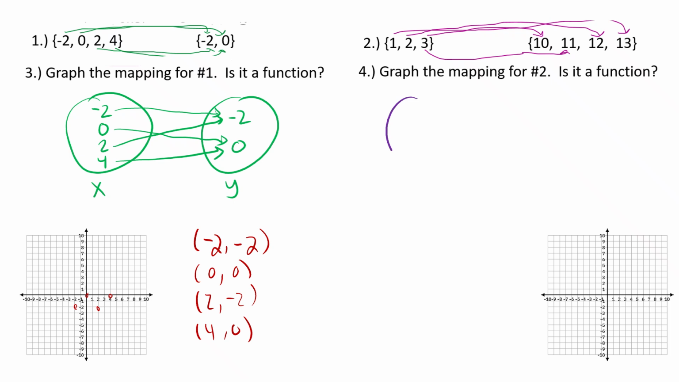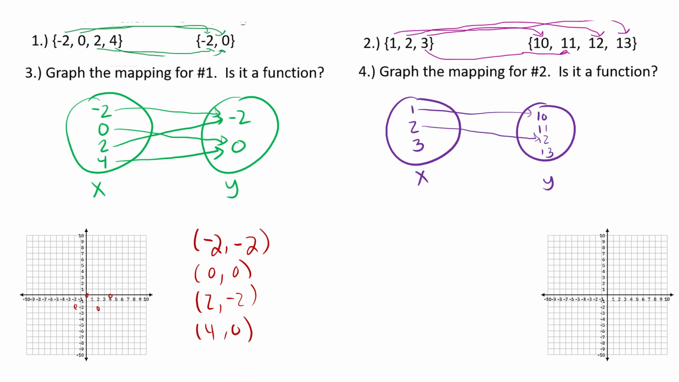Now, for this one, let's see if we can do a little bit better. Our x's are 1, 2, and 3. Our y's are 10, 11, 12, and 13. Oh gosh, okay, this might be easier to see. I should have done these in different colors. The 1 we have mapping to the 10. The 2 is mapping to the 12. And the 3 is mapping to the 13. And then the 3 also has a mapping to the 11.